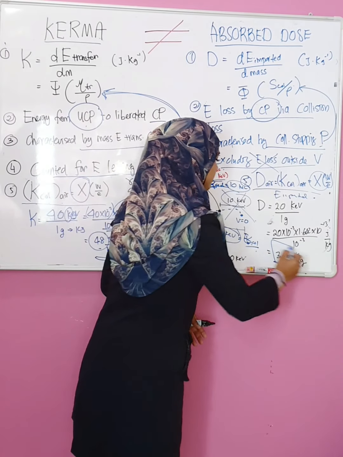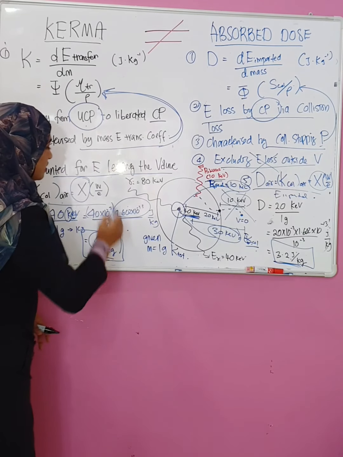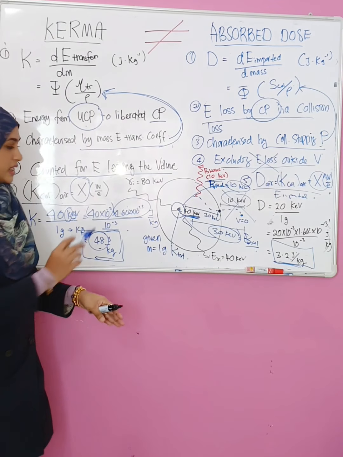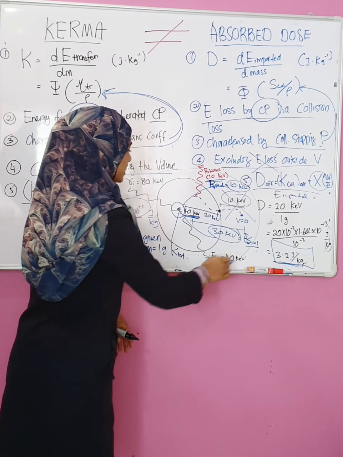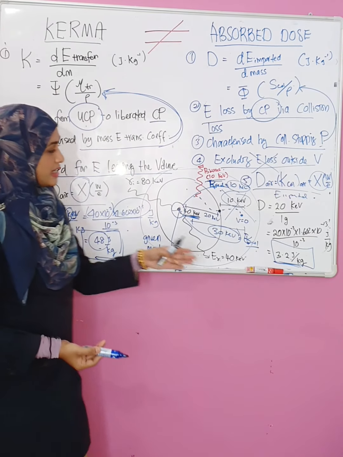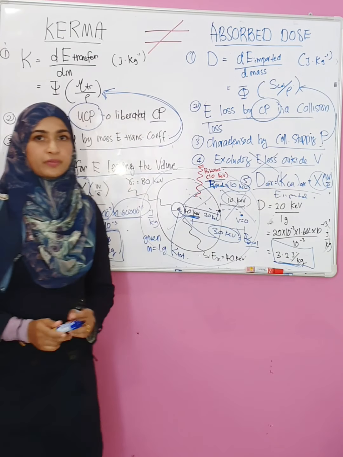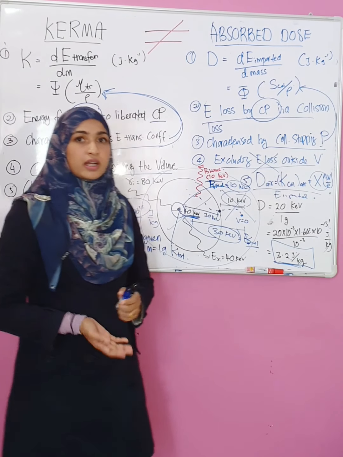And you find that when you compare the dose value with KERMA, the dose value will be less than the KERMA. Why? This is because KERMA counts the energy inside and outside the volume, whereas for dose it is only counted within the volume. Outside the volume, we cannot include it in the calculation.